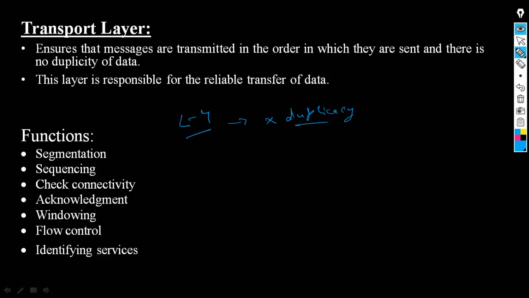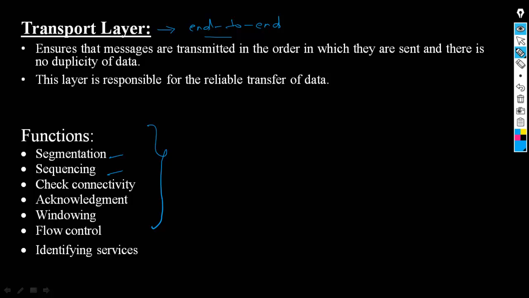So transport layer receives the data and convert them into smaller unit called as segments. So transport layer can be termed as end-to-end layer as it provides a point-to-point connection between source and destination to deliver the data reliably. So while doing this, it will be doing multiple jobs like segmentation, sequencing, checking the connectivity, acknowledgement, windowing, flow control, and identifying services. So we'll be discussing the functions of transport layer one by one.